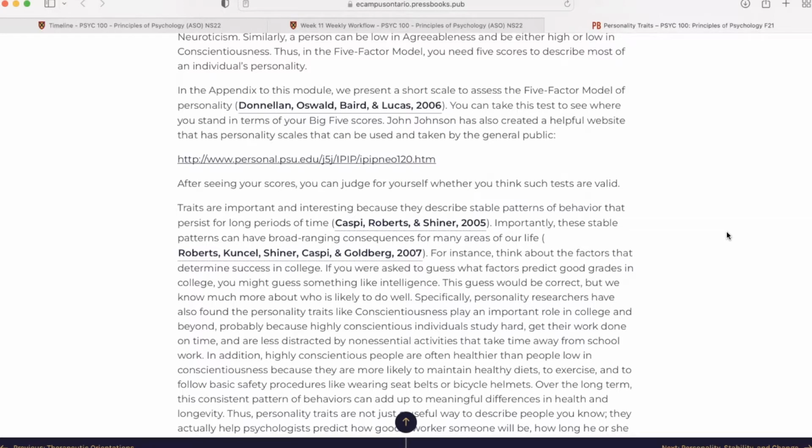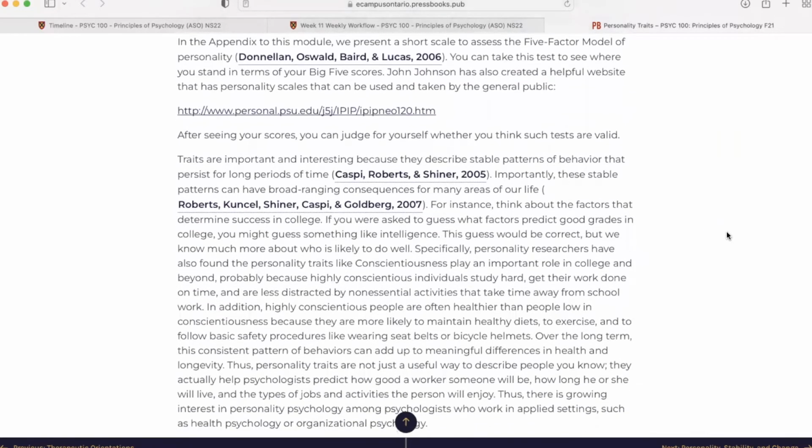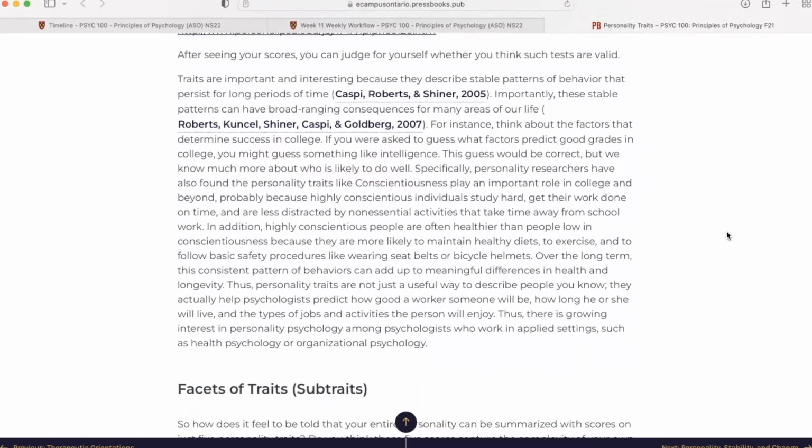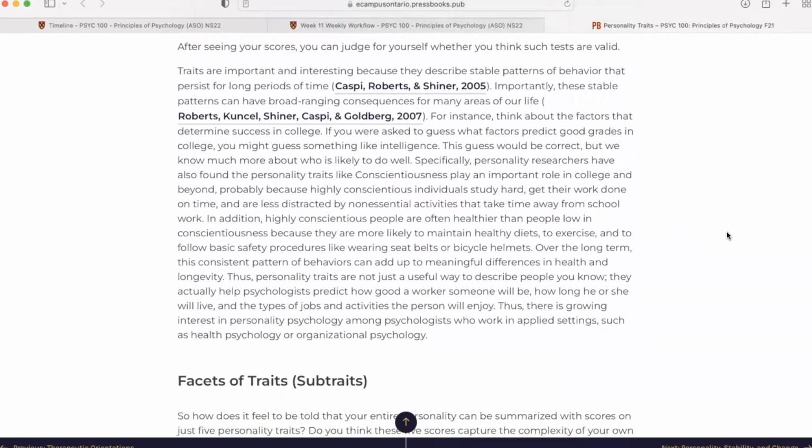All right, moving on. Traits are important and interesting because they describe stable patterns of behavior that persist for long periods of time. Importantly, these stable patterns can have broad-ranging consequences for many areas of our life. For instance, think about the factors that determine success in college. If you were asked to guess what factors predict good grades in college, you might guess something like intelligence.